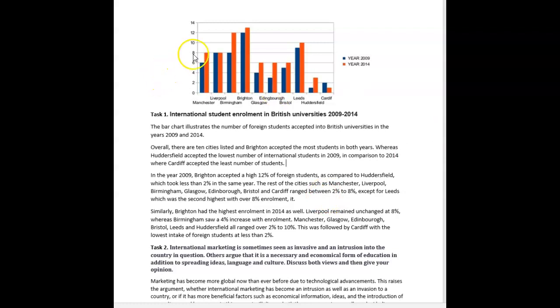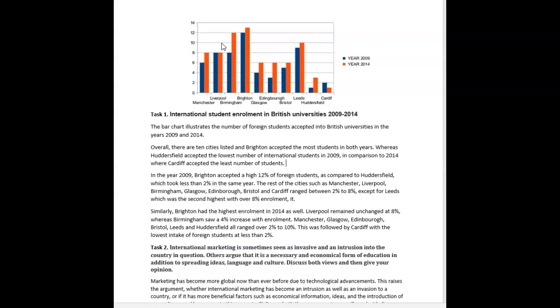Like I said, if it were me, I would have talked about Brighton. Okay. I would have talked, you know what you could have done? You could have actually talked about the top 3. You could have said that in 2014, 3 universities exceeded the 10% mark. They were in order: Brighton, Birmingham, and Leeds, with 13%, 12%, and 10% respectively.